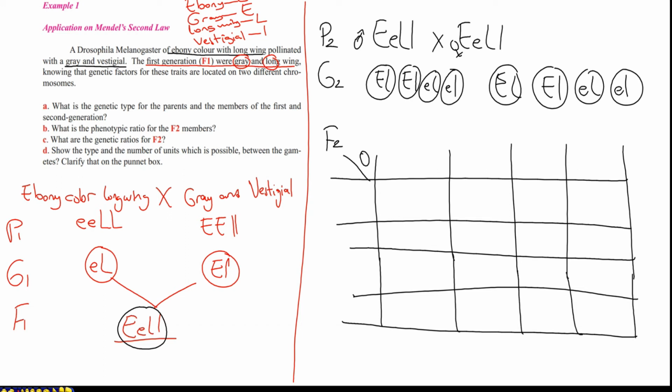The horizontal line for female, vertical line for male, we write their genotypes: capital E capital L, capital E small l, capital E capital L, small e capital L, and small e small l.